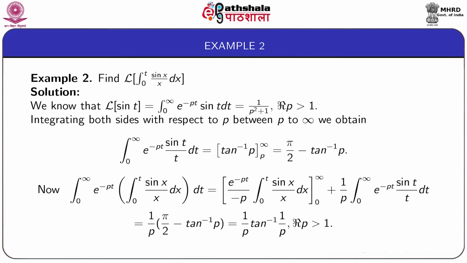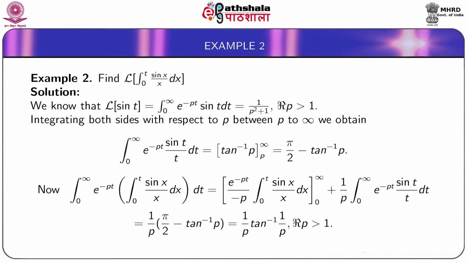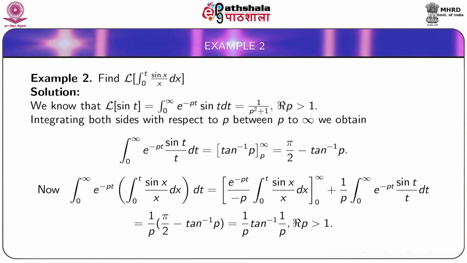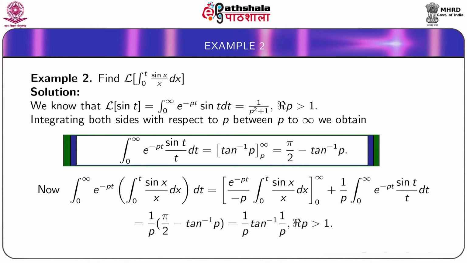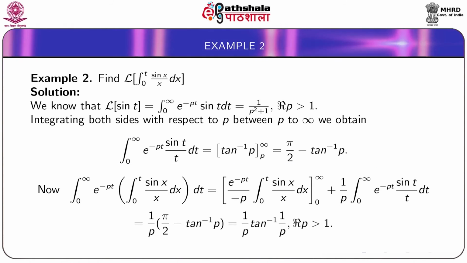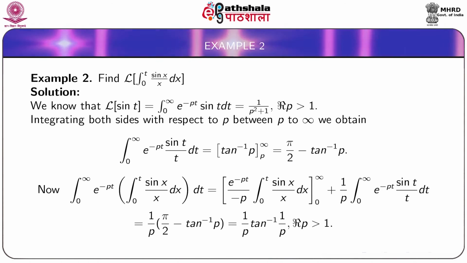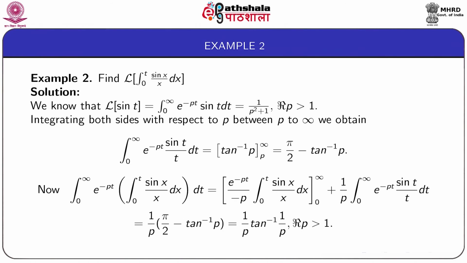Now we integrate both sides with respect to p between p to infinity to obtain integral from 0 to infinity e to the power minus pt sin t by t dt, that is equal to tan inverse p from p to infinity, which is equal to pi by 2 minus tan inverse p.